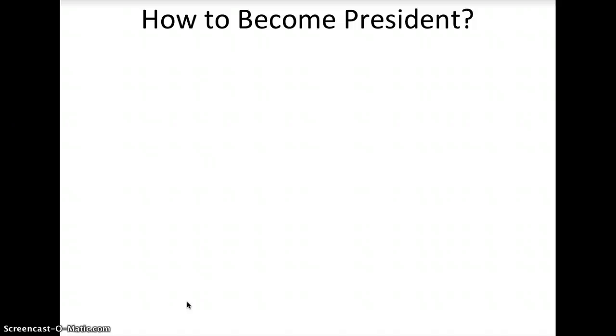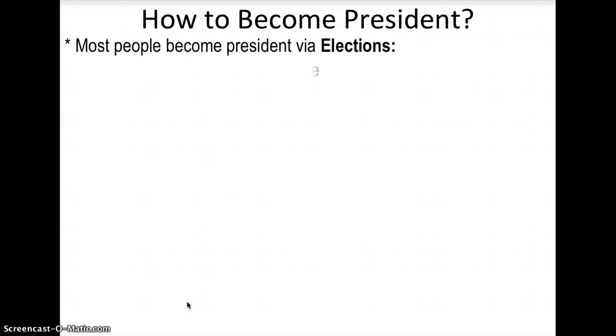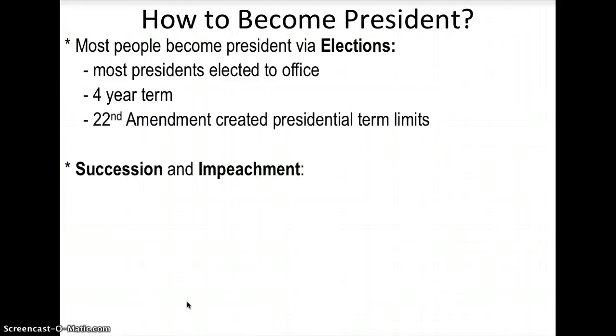How do you become the president? Obviously, the easiest way to become president is through elections. Maybe not the easiest, but the way we think about it the most. Most presidents that have ever become presidents were elected using the Electoral College. We have a 4-year term. You know that the 22nd Amendment created the term limits to limit presidents to 2 terms or up to 10 years, depending upon if they took over for a president who was disabled or was assassinated or died.